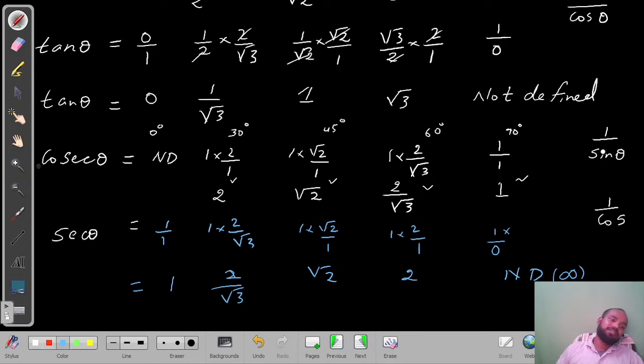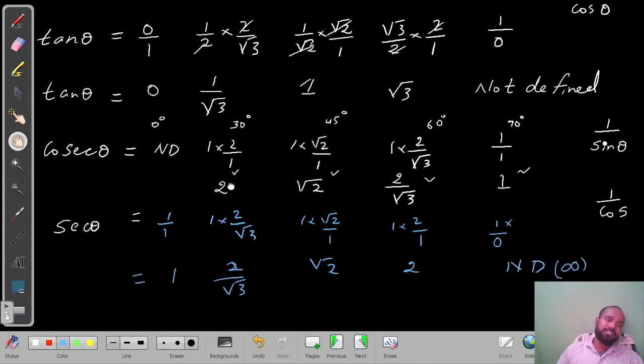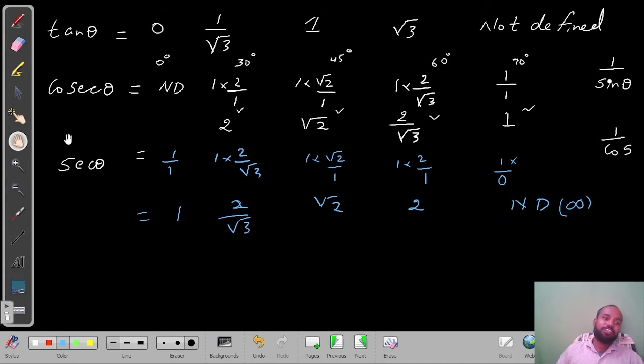The last one, but not least, it is also important. Last one is your cot theta, right? So we are going to find the cot theta values also. So what is cot? Cot is nothing but 1 by tan theta. So 1 by tan 0, where tan 0 is 0. Now 1 by 0, again what do we get? It is not determined.